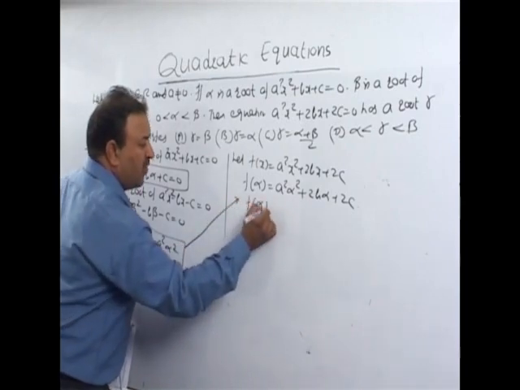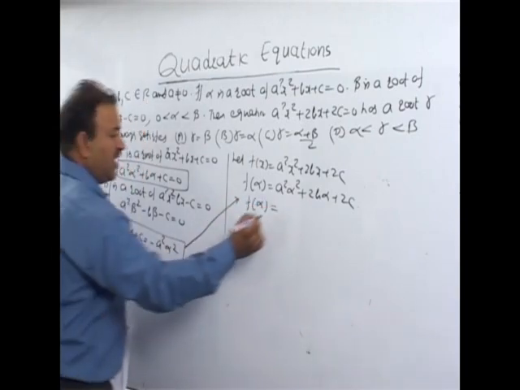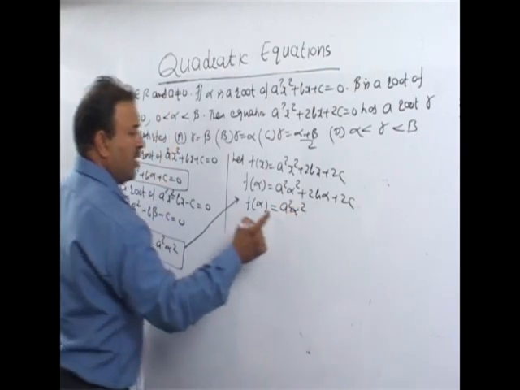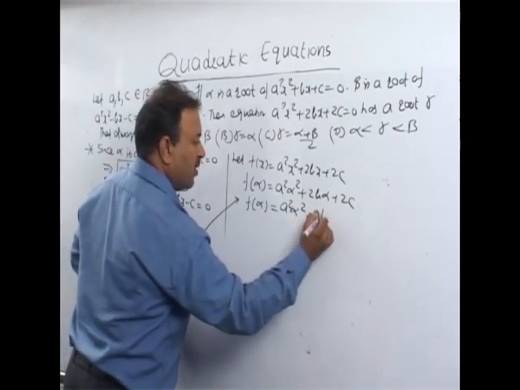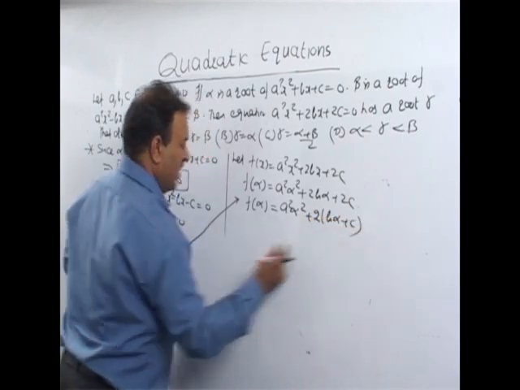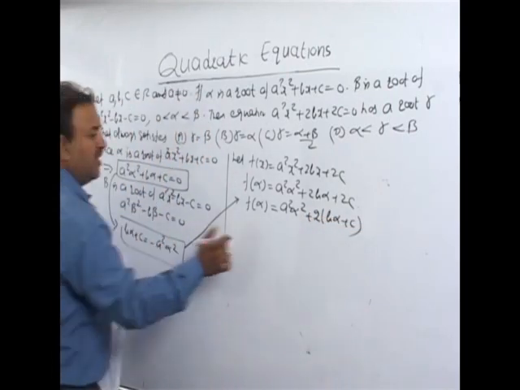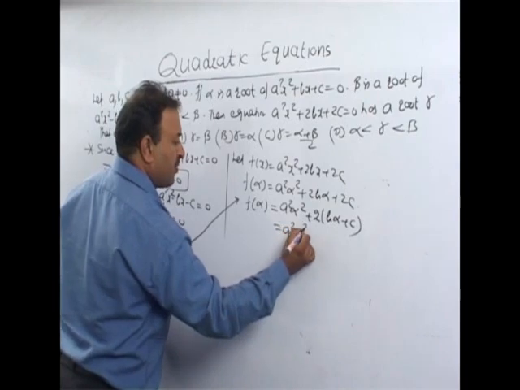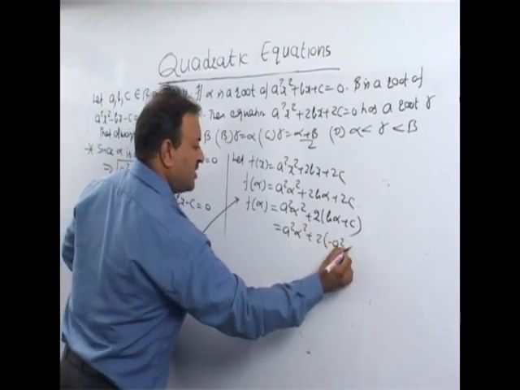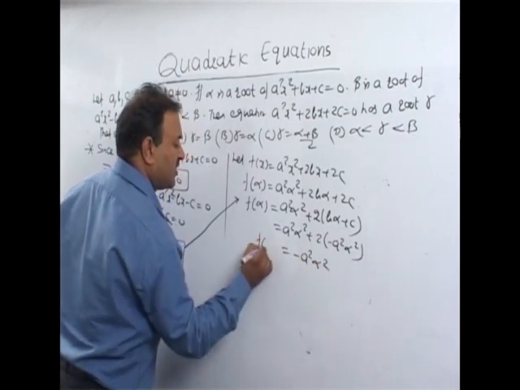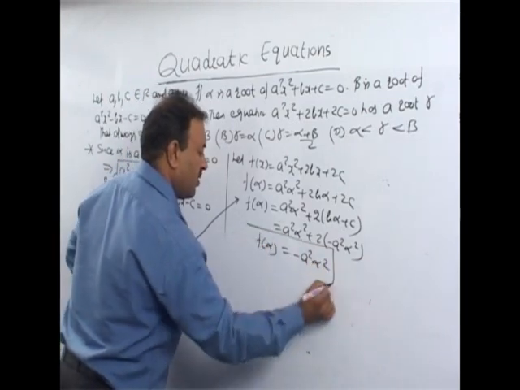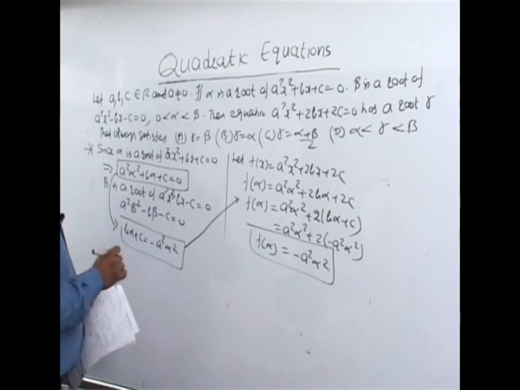We got f alpha is equal to a square alpha square plus 2b alpha plus 2c, that is a square alpha square plus 2 times (b alpha plus c). In place of b alpha plus c, I substitute minus a square alpha square. I got minus a square alpha square. This is f alpha. So f alpha I got as negative.